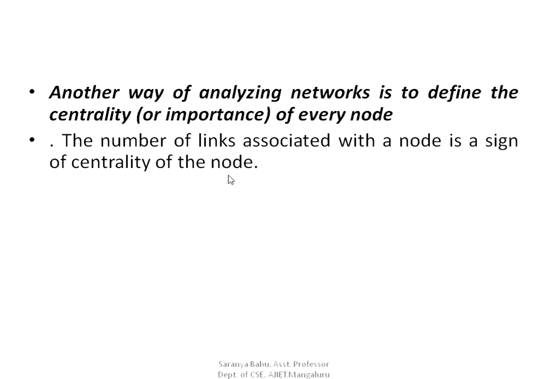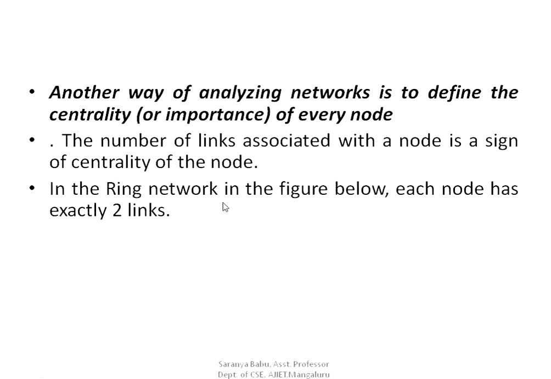So this is another way of analyzing a network: we analyze a network by defining the centrality, or importance, of every node. How will you see the importance of every node? The number of links associated with a node is a sign of the centrality of the node. How many links are connected to one node will give you the centrality of the node. Clear?